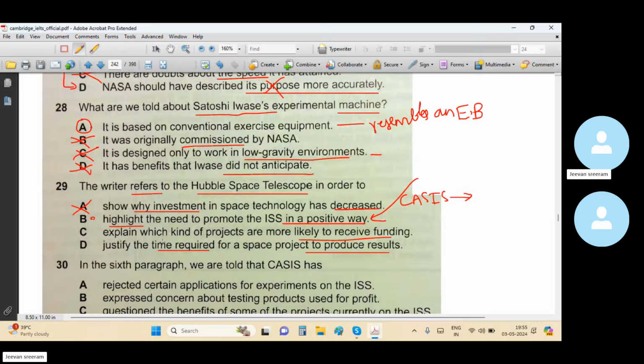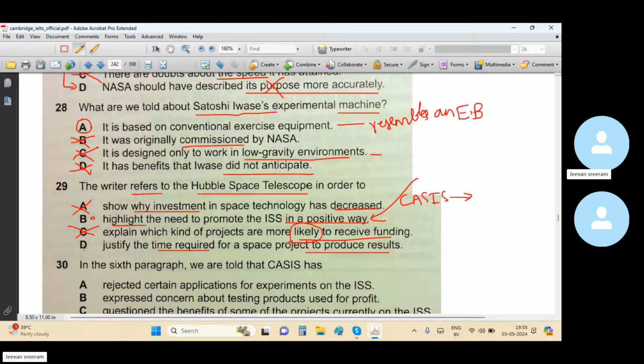So it's not about which kind of projects are more likely to receive funding. While the passage compares the outputs of Hubble and the ISS, it doesn't discuss the likelihood or possibility of funding based on project type. The context is about value provided, not funding probabilities. Likely means it is about probability. Likelihood, likely, more likely, less likely are all related to probability and possibility. So C goes out.